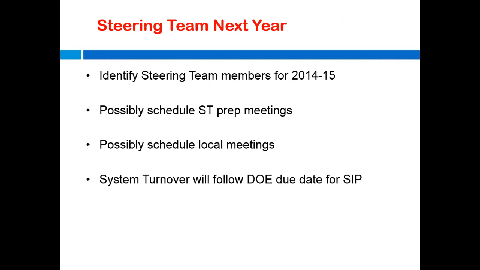You may want to go ahead and schedule your steering team prep meetings for the first week or two that you're back in school, and then possibly go ahead and schedule your local meetings, your faculty meetings, your community council meetings, and your student body meetings for the whole year. And then again, the system turns over following the DOE due date for the school improvement plan, which right now is September 15th.